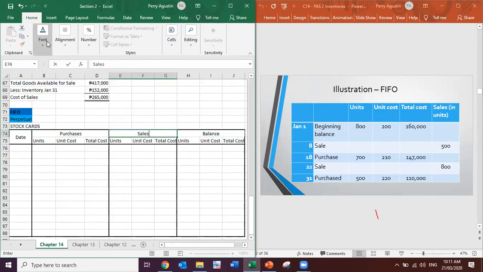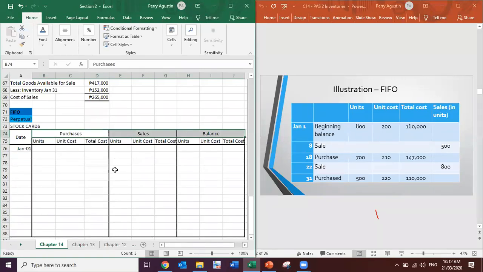So we have 3 columns, as you can see. We have a column for purchases, a column for our sales, then a column for our balance. When we say balance, this is the running balance of the inventory, okay? So let's account first for our January 1. So how much inventory do we have for January 1? Yes, we have 800. We have 800 on hand.